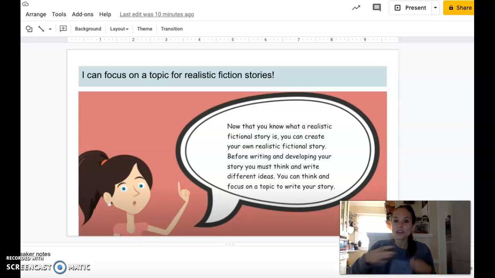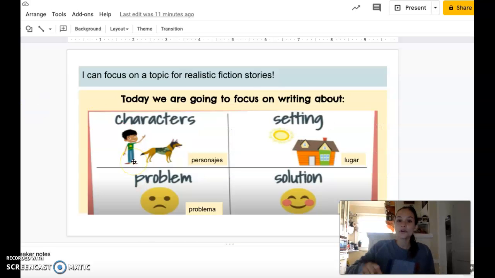So today, now that you know what a realistic fiction story is, you can create your own realistic fiction story. Before writing and developing our stories, we're going to think and write about different ideas. You can think and focus on a topic to write your story. Today we're going to focus on writing about characters, the setting, and the problem and the solution. So just those four things: characters, setting, problem, and solution.